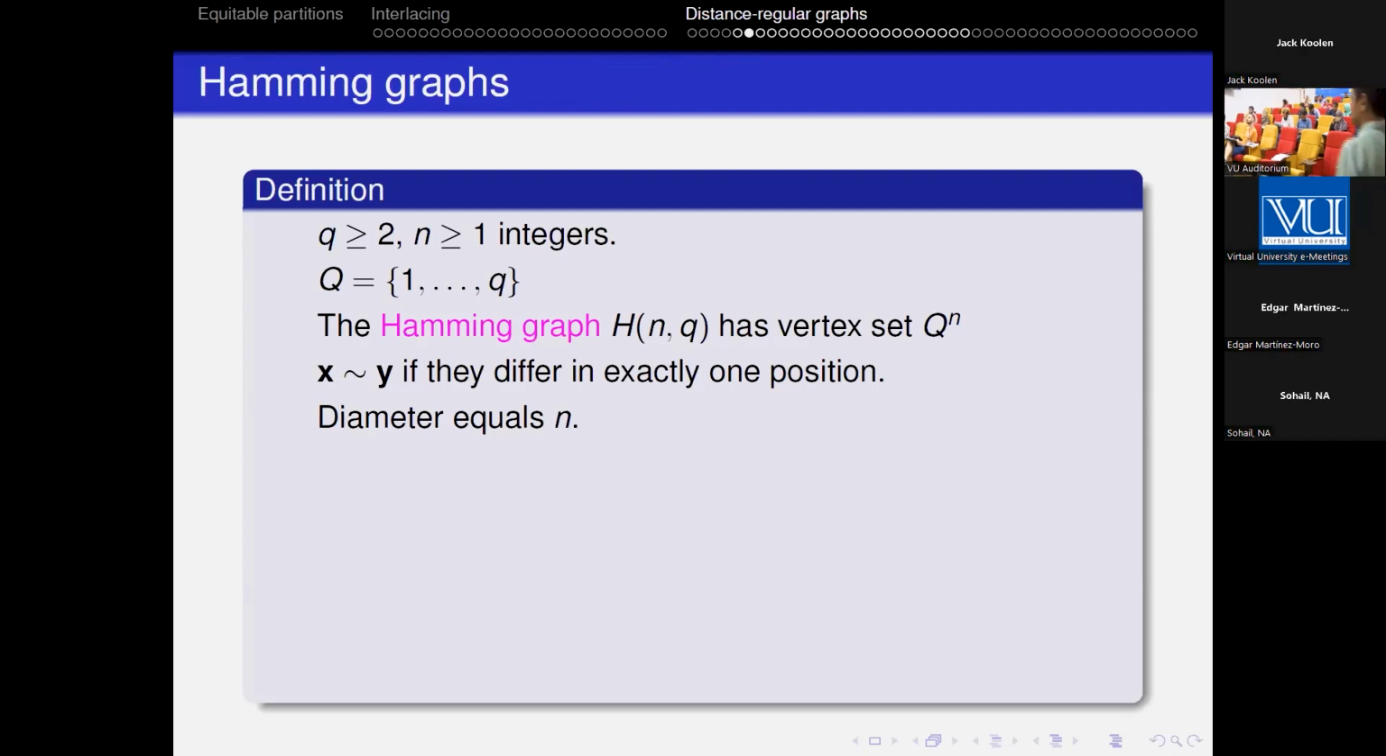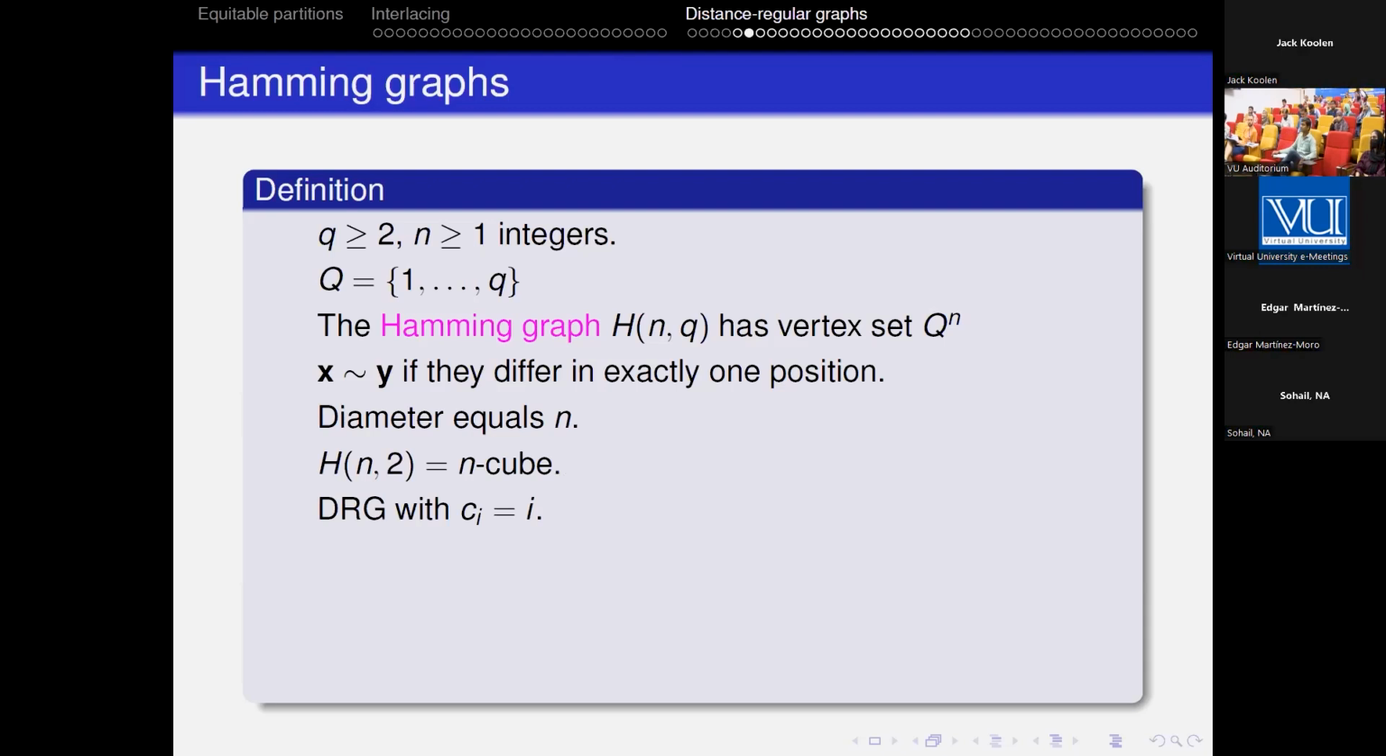I will start with the Hamming graph. We have already seen the K cube, and now we make it a slightly larger class of graphs. We take two indices, q at least 2 and n at least 1. We take the alphabet 1 to q, and as a vertex set we take the vectors of length n with entries in q. Two of those vectors are adjacent if they differ in exactly one position. Then you can easily see the diameter is equal to n.